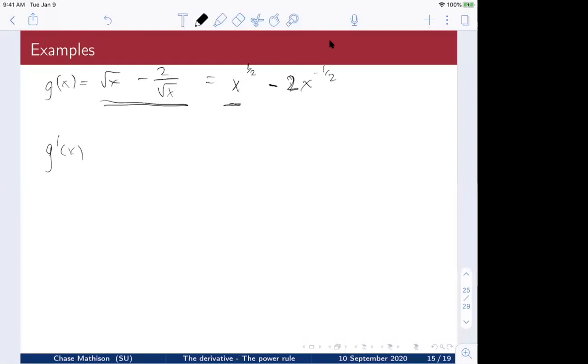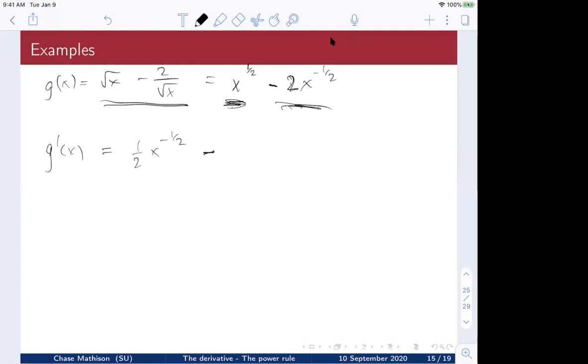Well, I'm just taking a sum of a couple of things, so I can apply the derivative to each part separately. So what's the derivative of x to the 1/2? 1/2 x to the negative 1/2. Perfect. And what's the derivative of 2 times x to the minus 1/2? Negative 1x to the negative 3/2.